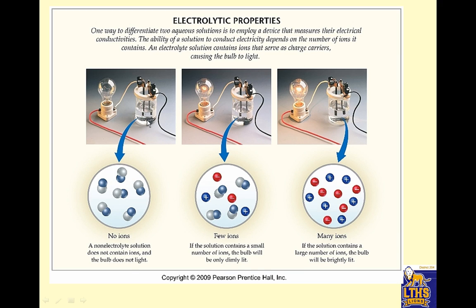So look, this solution has no ions in it, no light bulb. This solution has some charged particles in it, so you see the light bulb on. This has a lot of charged particles and they're surrounded by water. So you could have the negative side of water surrounding the positive ions, and then the positive side of water surrounding the negative ions. And you get many ions, and that's a good idea.